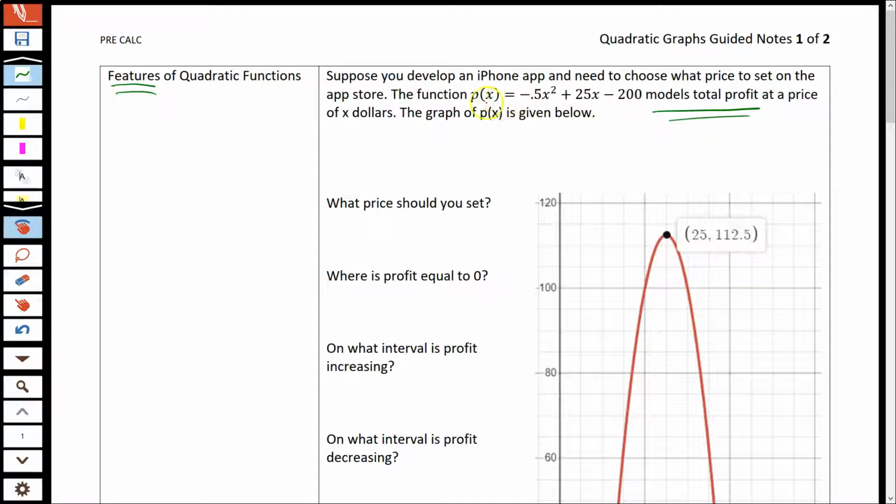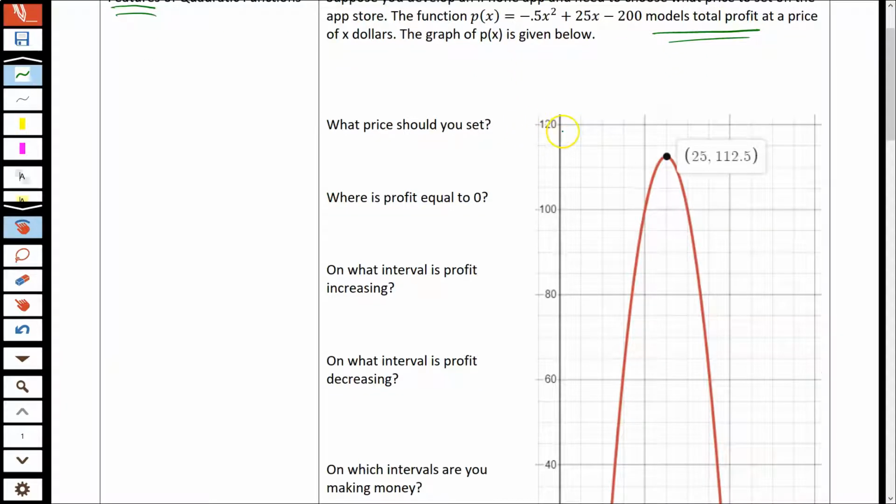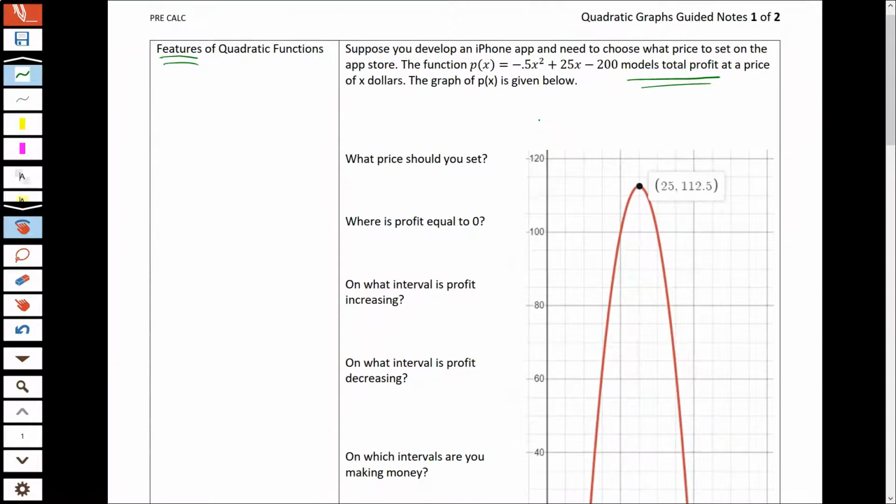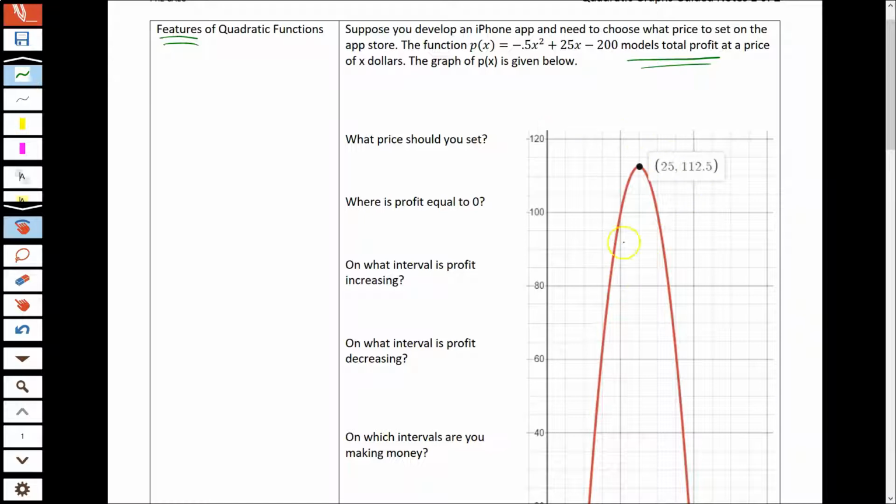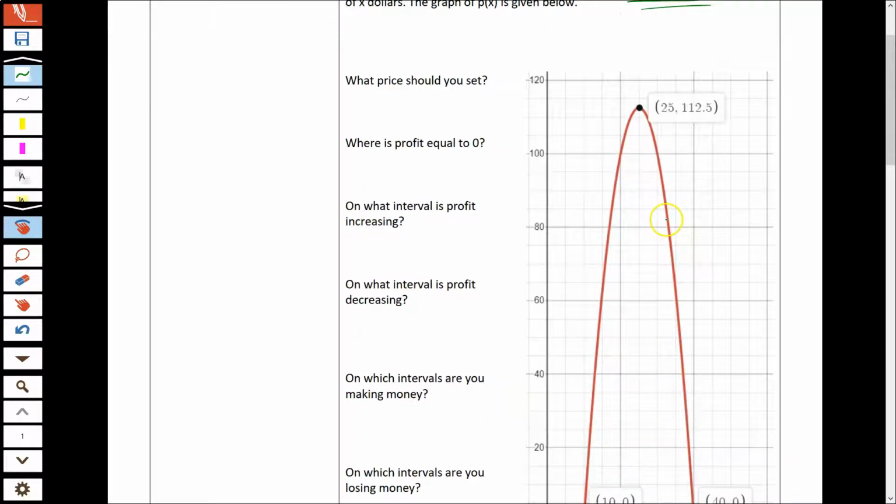So if we're developing an app here, we might want to know certain things about how we set the price. Your first instinct might be to set the price as high as you possibly can, but if you set the price too high, people aren't going to buy it, right? So there's some kind of sweet spot for price, and that's what we're going to investigate using this model. So the question here is, what price should you set? And to make the question a little bit easier, I've given you the graph of the function with some key points labeled.